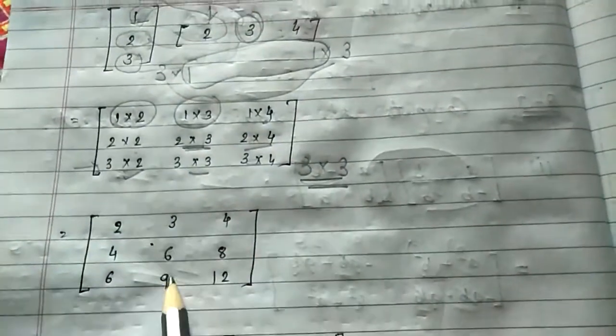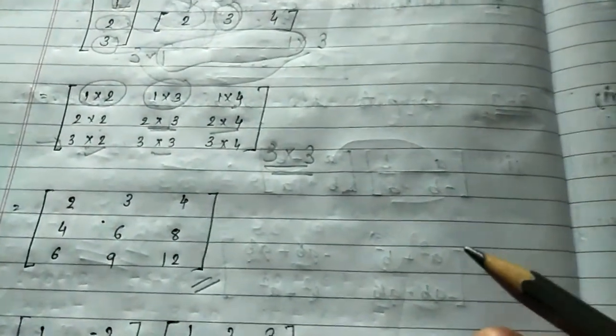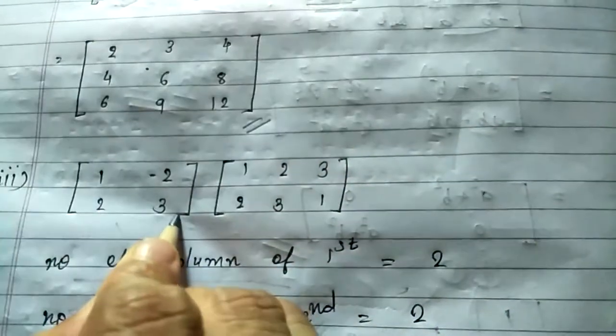So a simple question, just multiply and this is your answer. I hope, students, you are now a little bit clearer with the multiplication. So let me see one more question. Now here I have written, you can see, the number of columns of the first and the number of rows of the second. First write down the order.